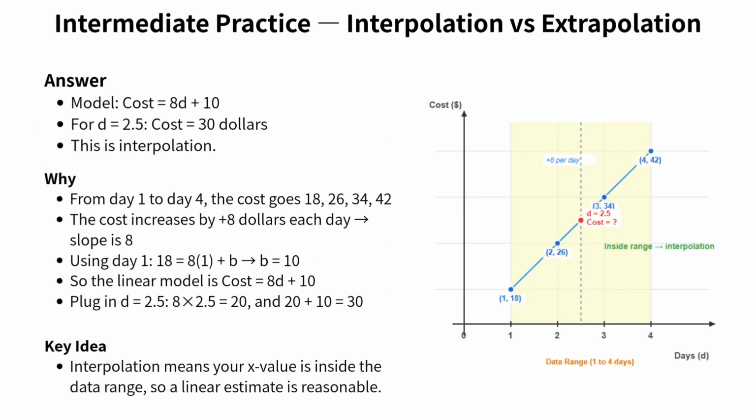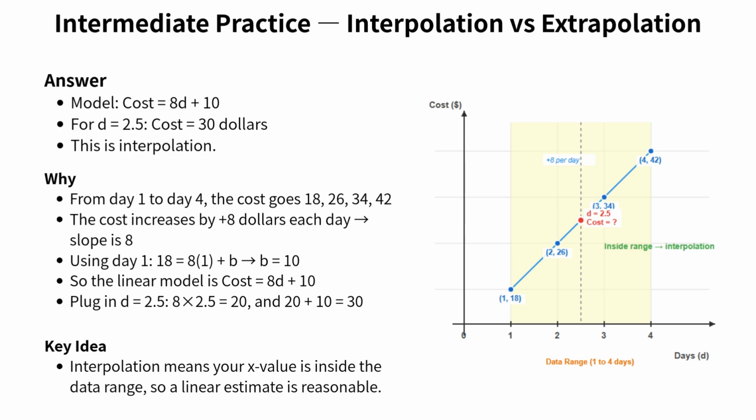Here's the answer and the reasoning. First, notice the pattern in the table. The costs are $18, $26, $34, and $42 for days 1 through 4. Each time the number of days increases by 1, the cost increases by 8. So the rate of change, the slope, is plus $8 per day.